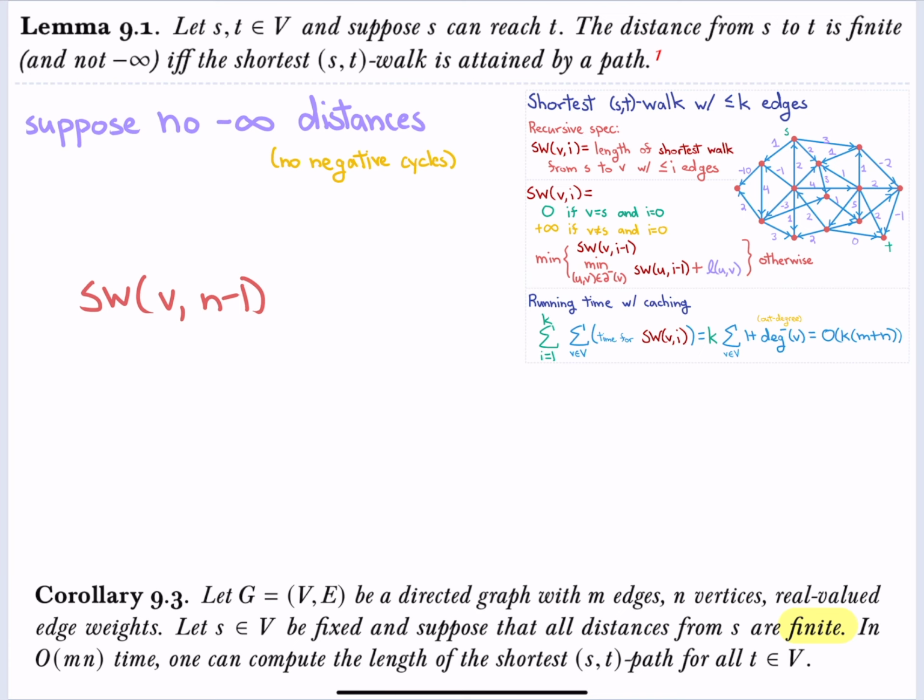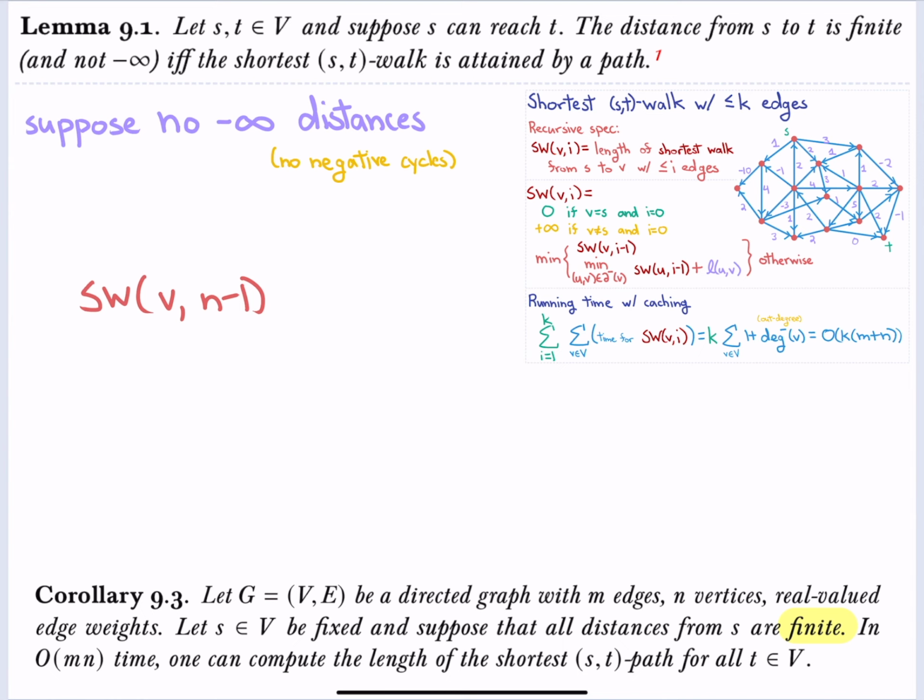For every vertex, you could run shortest walk from it to itself with length n minus 1. And if one of the vertices is in a negative cycle, it'll return a negative number. Okay, good. So if there's a negative cycle, there's in particular one that doesn't repeat itself.